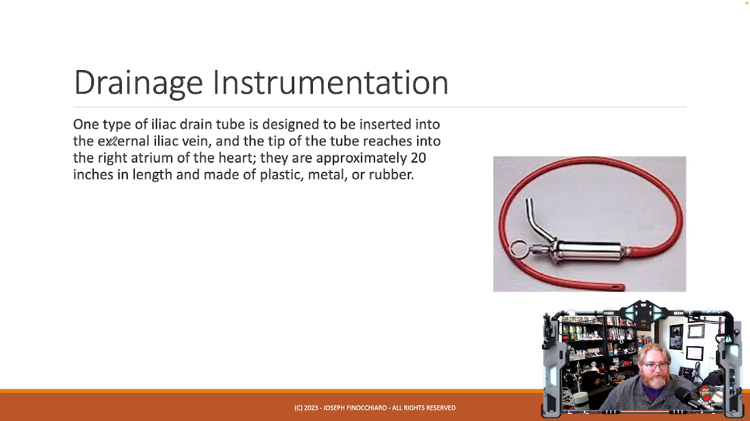One type of iliac drain tube is designed to be inserted into the external iliac vein, and the tip of the tube reaches into the right atrium of the heart. They are approximately 20 inches in length and made of plastic, metal, or rubber. I have never used one of these. I've never seen one in a lab.